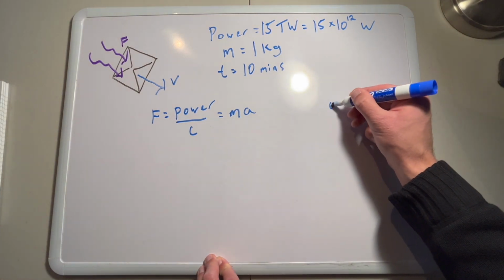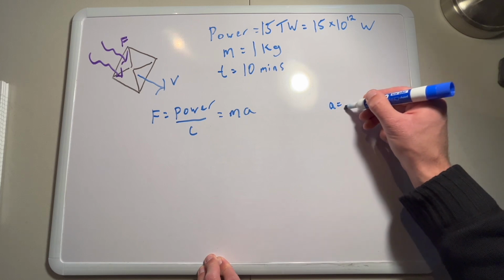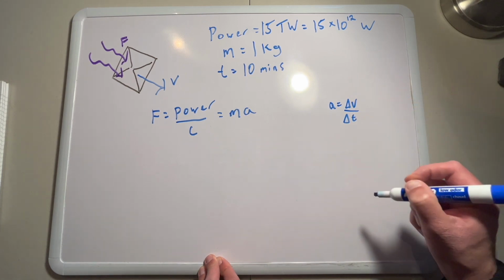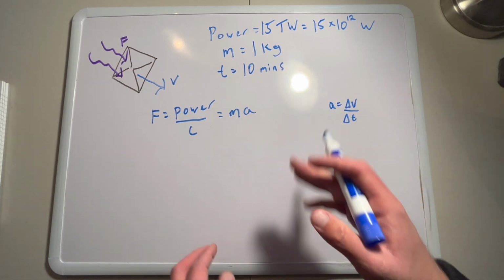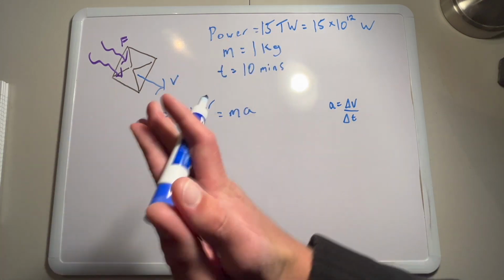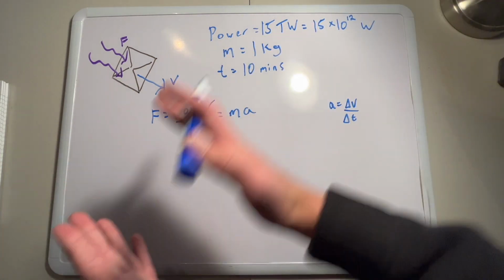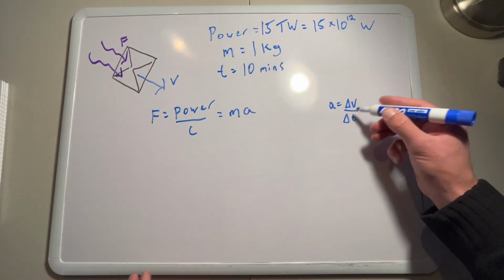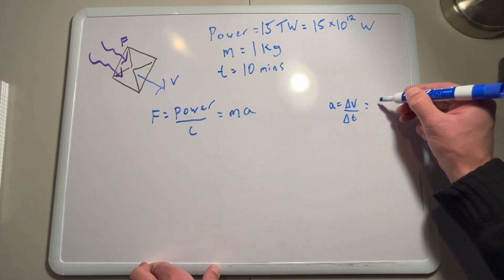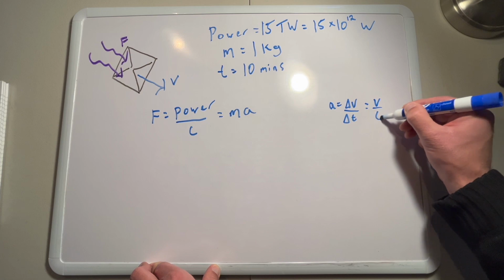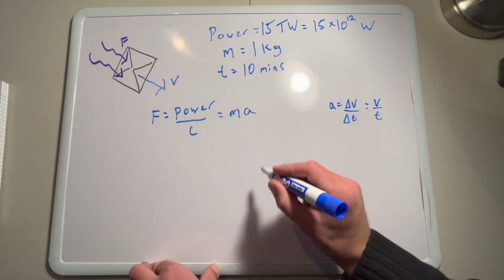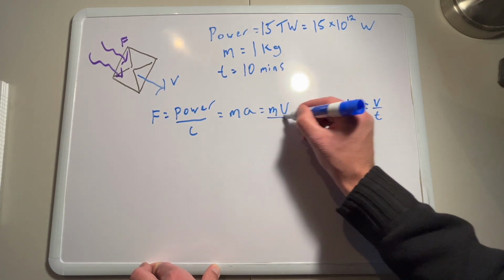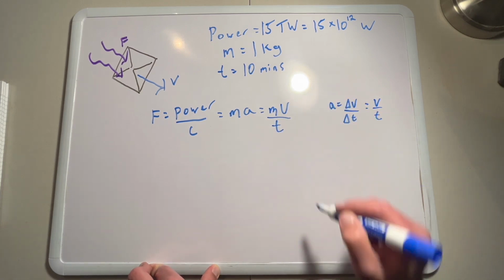So acceleration, again going back to the first video, is change in velocity over change in time. For this, we're just looking at, let's say it's initially not going anywhere, and then after that force of the radiation, it has some final velocity that it's going at, and time is just a constant 10 minutes. So we get final velocity divided by time. We'll plug that in for acceleration. We get m v over t. So now we have velocity there.